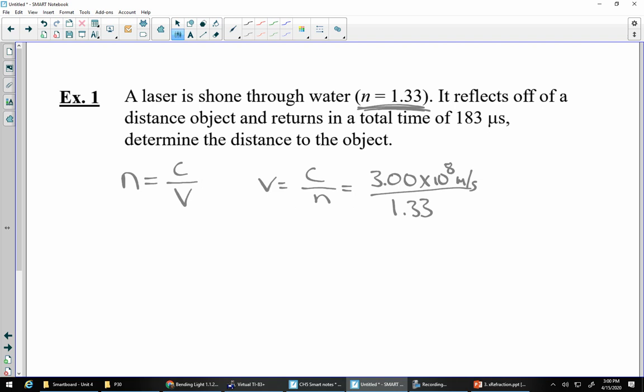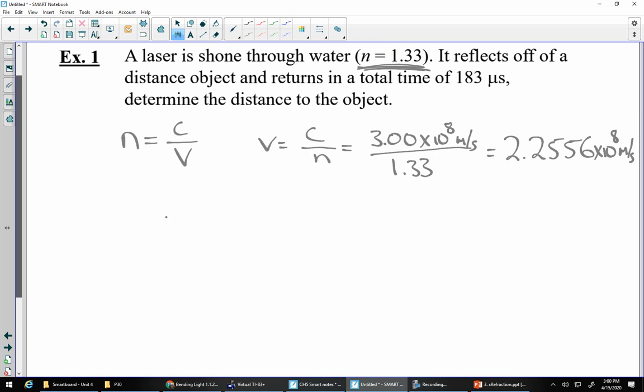So that works out to be, when we plug it in, 2.2556 times 10 to the power of 8 meters per second, which is slower, which is perfect, exactly what we were expecting. Let's see. Then it reflects off a distant object and returns in a total time of 183 microseconds.